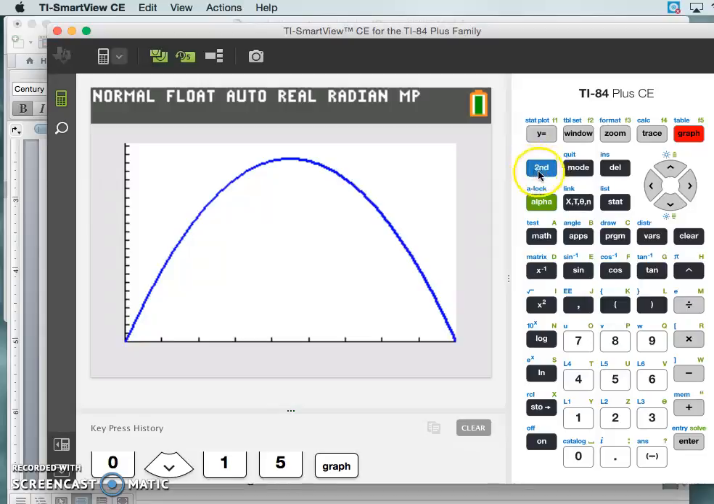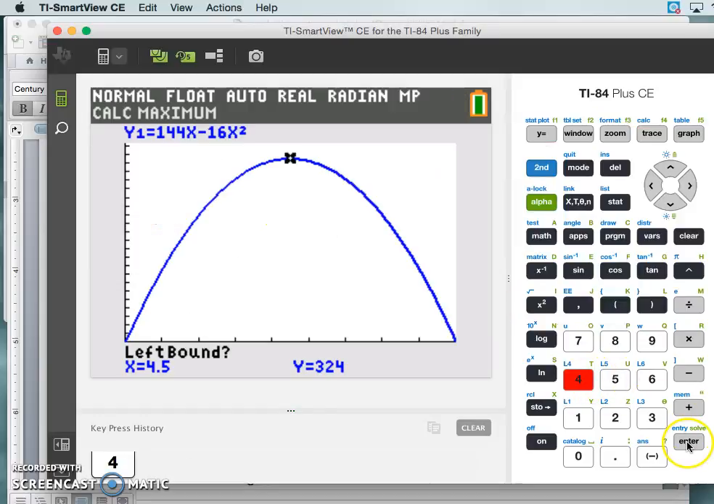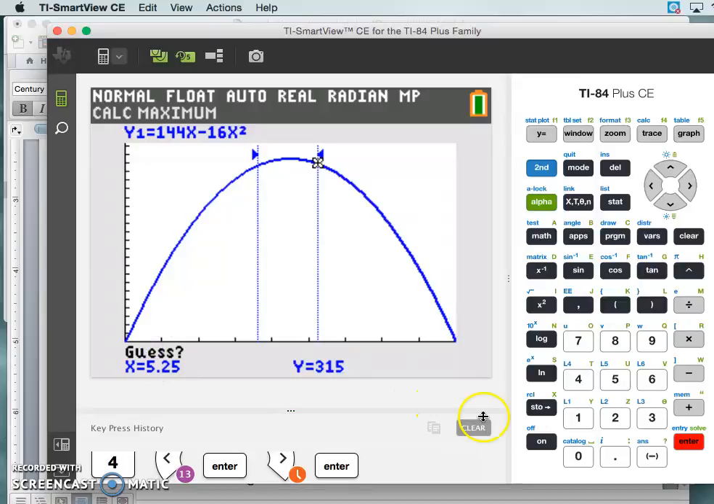And then to find the maximum, we do second calculate, and we're finding the maximum. So we push the number 4, and the left bound is to the left of the maximum. So right there seems to be a good point. Push enter. And then it asks for the right bound, so we go over to the right a little ways. Right there, perfect. Push enter, and now it wants us to guess a value. So we push yes, and it does some calculating. In about 4.5 seconds, the ball is 324 feet high.